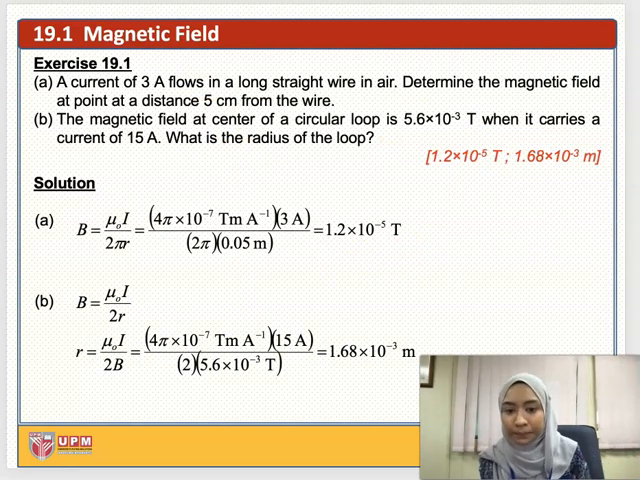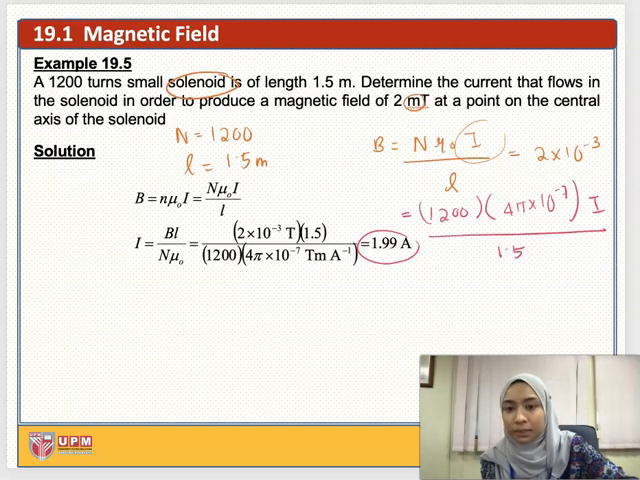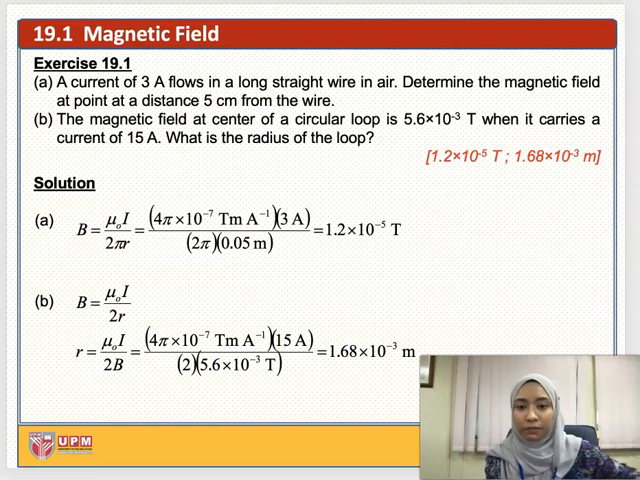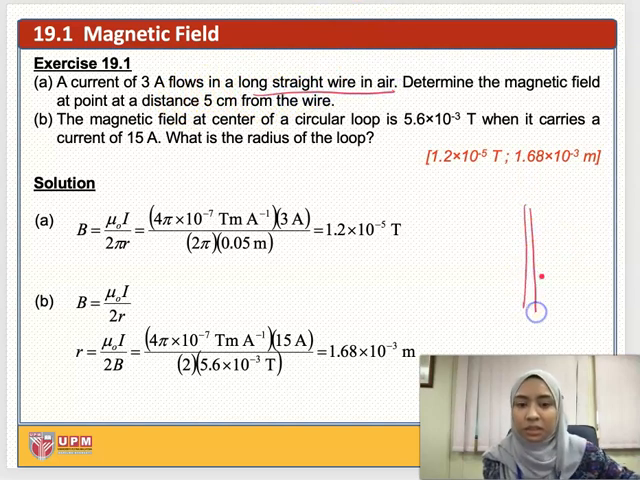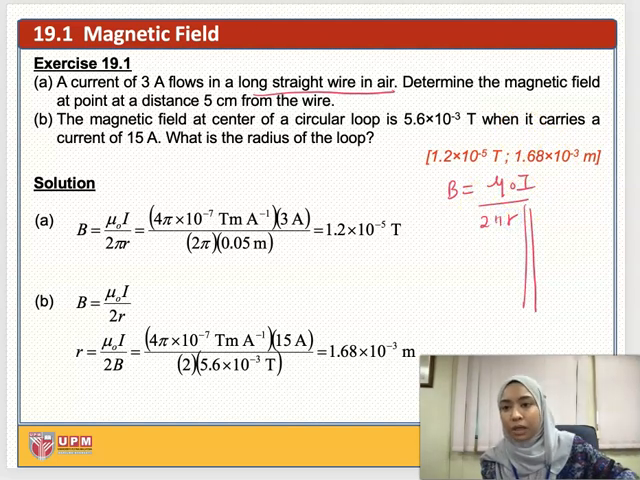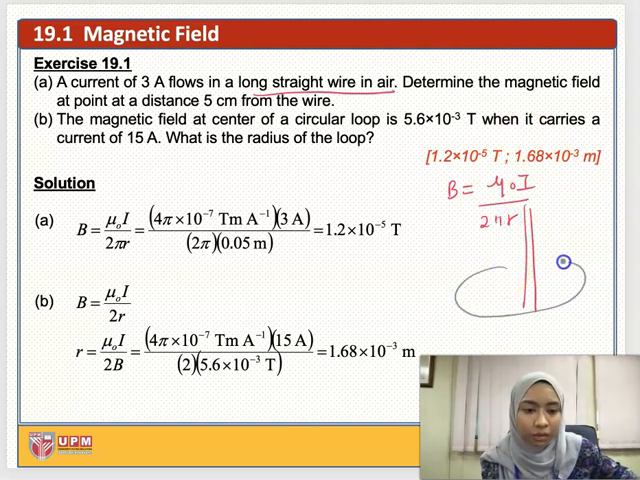Okay, so next one. Oh, this is the solution. Oh no, this is the next one. Example 95. Okay, so this is exercise 19.1. A current of 3 ampere flows in a long straight wire in air. So we immediately know this is a straight wire conductor. So the equation should be B equals mu naught I over 2 pi R. And the B that we are looking at is around the conductor. So this is the B. And this is our R.